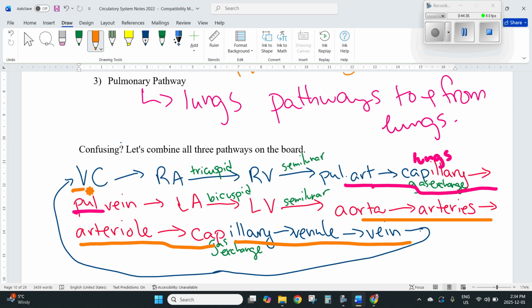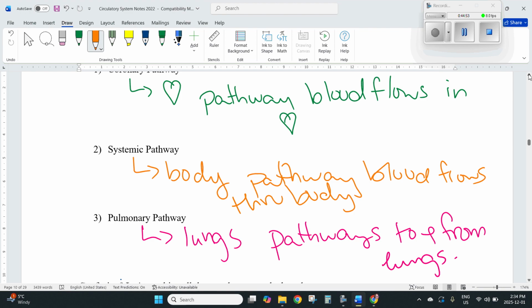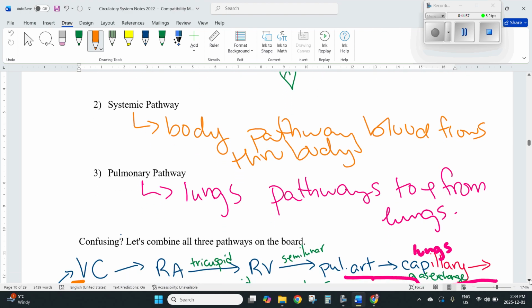Your vena cava is bringing blood back from the body. So that means part of it is going to be the systemic circuit, okay? But the vena cava is also in your heart diagram. So that means it is also part of your coronary pathway. So some of these labels will be part of both coronary and systemic or coronary and pulmonary.